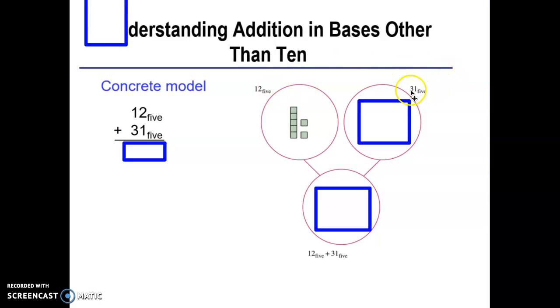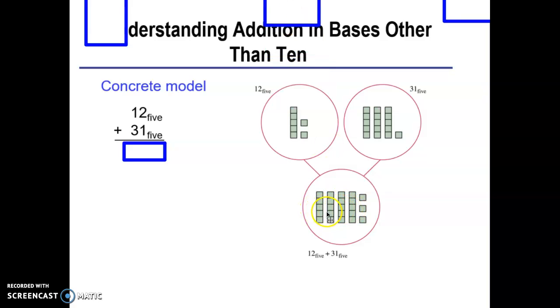So 31 in base 5, that's going to be 3 longs and 1 tiny. And you can see that right here. Again, all of my longs have 5 blocks in them. So when I combine them, 1, 2, 3 tinies I can put together. Well, that's okay. I'm allowed any digit between 0 and 4, so 3 is fine. And then 1, 2, 3, 4 longs, and again, 4 is fine. So my answer, 4 longs and 3 tinies, that makes 43 in base 5.